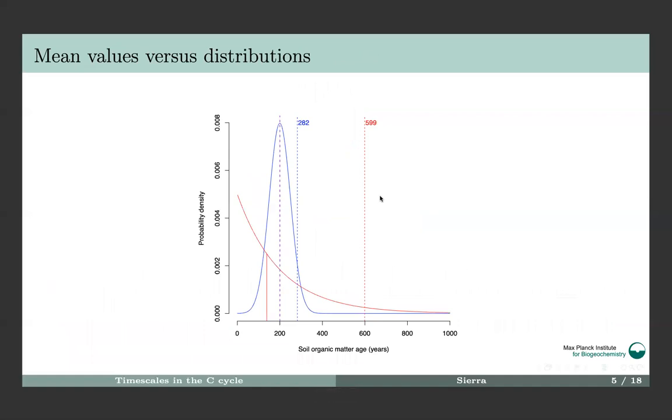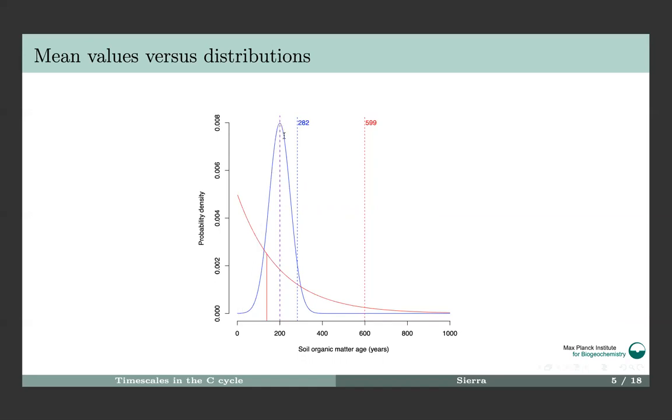And the other important thing is that we should look at entire distributions of ages or transit times. In the past, we focused a lot on mean values, but I think it's very important that we think about these concepts in terms of distributions. So for example, let's think about soil organic matter, the amount of soil organic matter in the soil. This soil organic matter will have an age, and the age of this SOM may have different distributions, but for example, the same mean.